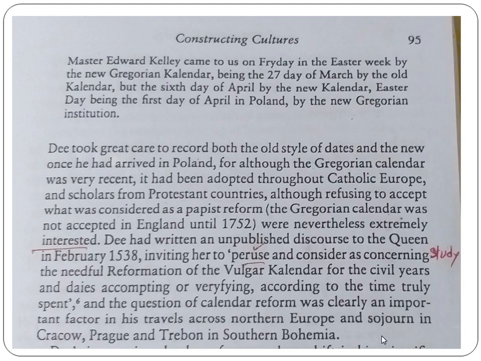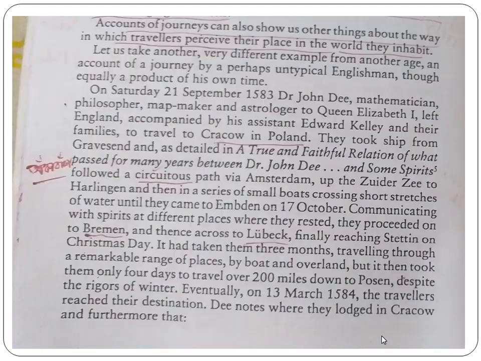So what did D do? Accounts of journey: on Saturday 21st September 1583, Dr. John D traveled to Krakow in Poland. Dr. D, so before this, where did Scott travel?